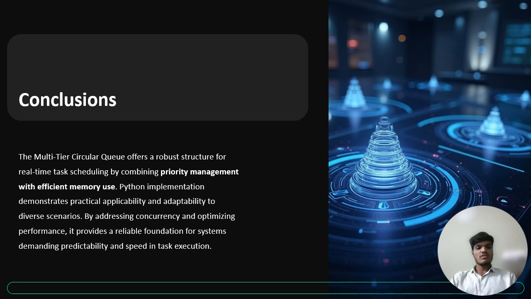Conclusion. The multi-tier circular queue offers a robust structure for real-time task scheduling by combining priority management with efficient memory use. Python implementation demonstrates practical applicability and adaptability to diverse scenarios. By addressing concurrency and optimizing performance, it provides a reliable foundation for systems demanding predictability and speed in task execution.